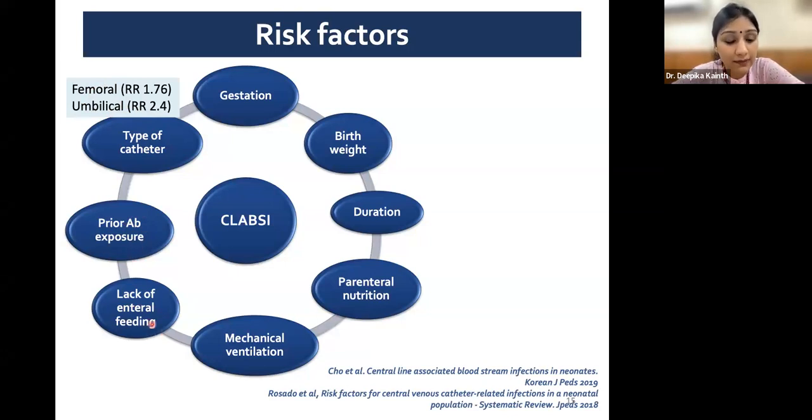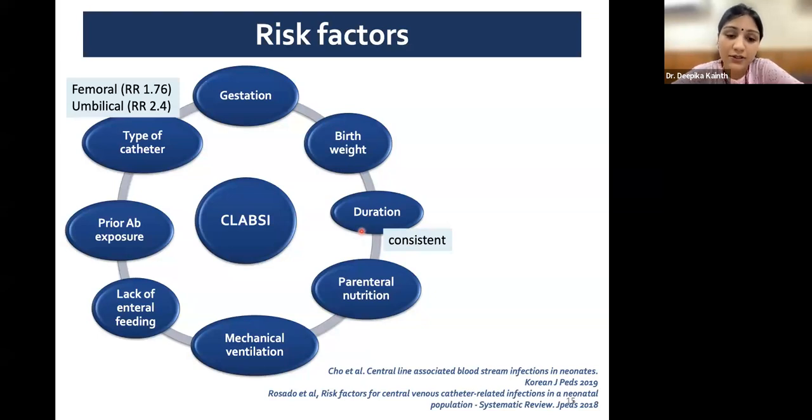Then babies who are NPO with no enteral feeding being given, they will need more parenteral nutrition and they will have less immunity because of feeds not being given. So they are also predisposed for CLABSI. Then babies on prolonged mechanical ventilation, prolonged PN. The most consistent risk factor which has been shown to be directly associated with CLABSI, independent of other factors, is the duration. So the longer the duration, the higher the chances of CLABSI.